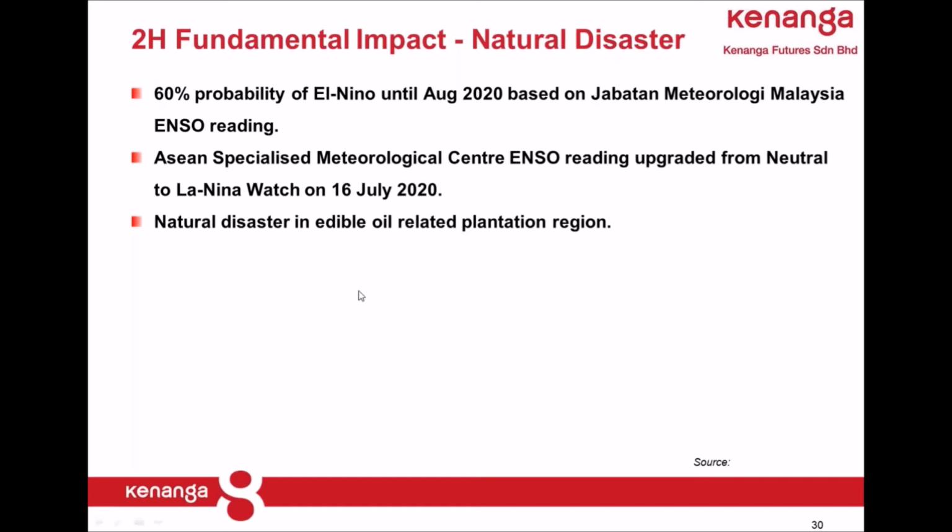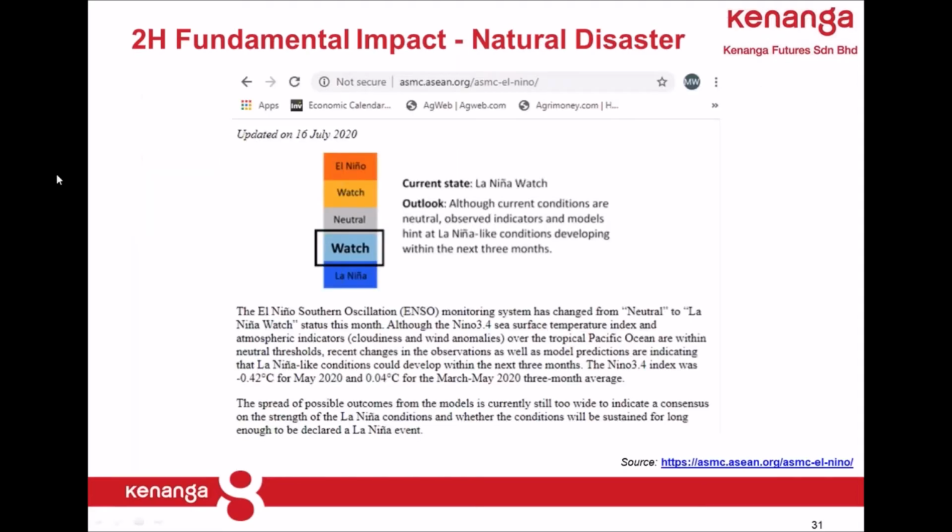Another factor to watch will be natural disasters in edible oil related plantation regions, especially soybean plantation areas in the green plains in the US, and also Brazil and Argentina. You have to take note if there is any natural disaster, typhoon or flood. This is the news that I plucked from the Asian Meteorological website, where they have upgraded to a watch for the possibility of La Nina happening.